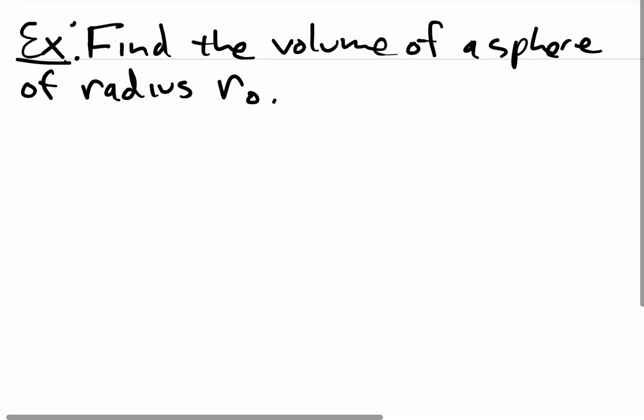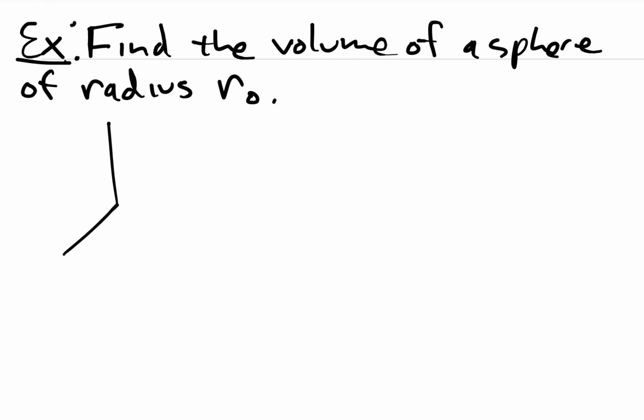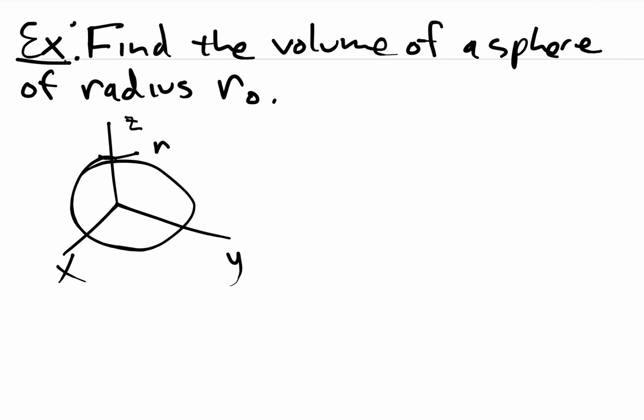I will have us start off small: find the volume of a sphere, radius r naught. So basically, derive the sphere volume formula. Okay, well, if I'm trying to find the volume of this sphere of radius r, or r naught, what's the volume? If this sphere is my region, I'll call this E, what's the volume of E?